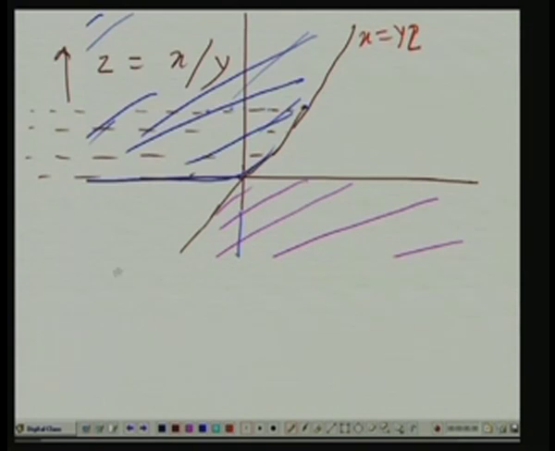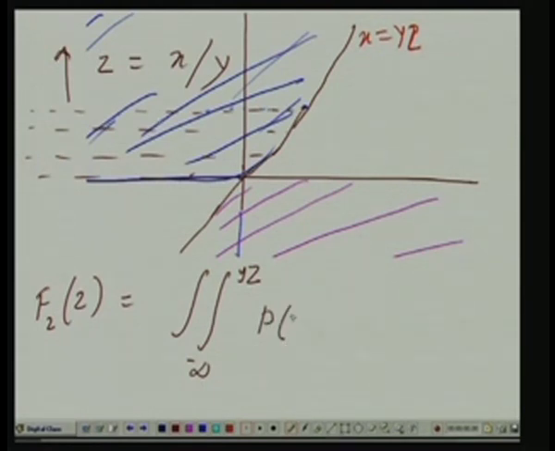So, F_Z actually will have two components. In one component, the integral with respect to x will be from minus infinity up to x, and which x? That x which lies on this line. So, for a constant y, what is the value? It is y z. Z is constant given, and we have to choose a particular y. So, x goes from minus infinity up to y z, dx dy, and then y moves from 0 to infinity.